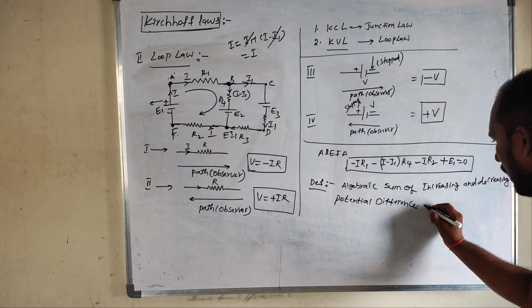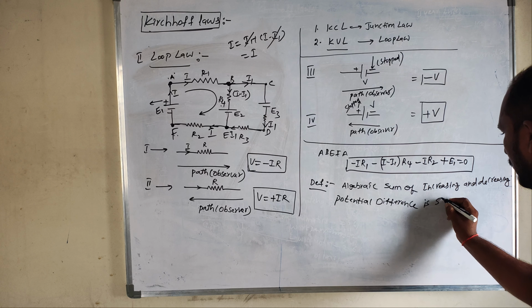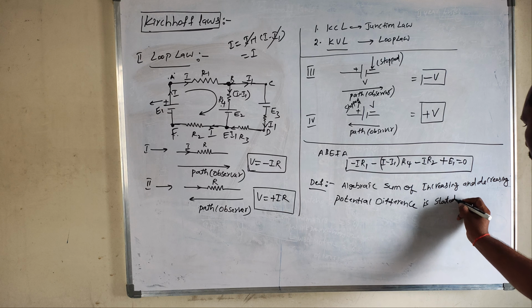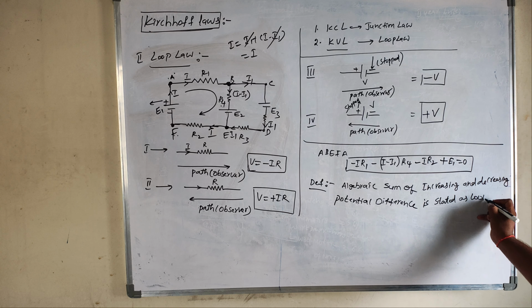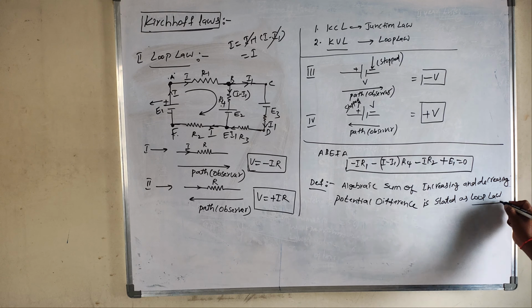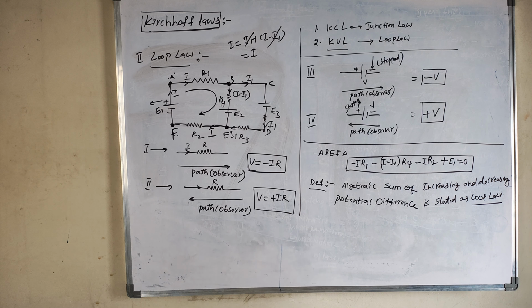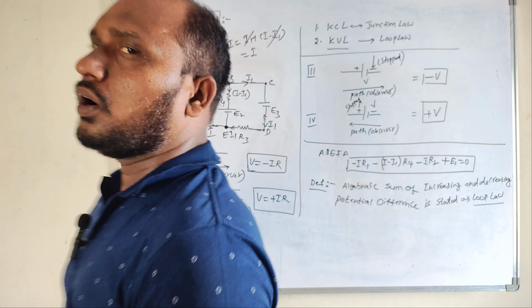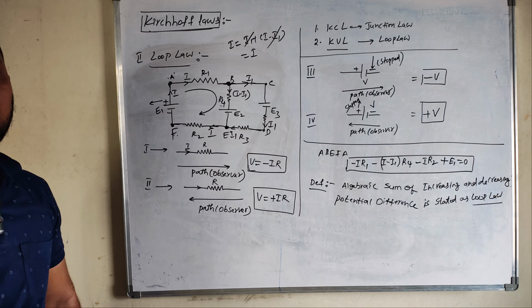Potential difference is stated as 2 coulomb. So that is the way we have to find out the current. Thank you guys.